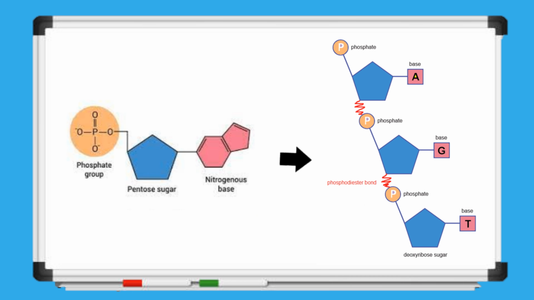Now that we understand what nucleotides are, let's take a closer look at their structure. We'll go through it step by step and see how these basic units connect and build up to form the full structure of DNA.